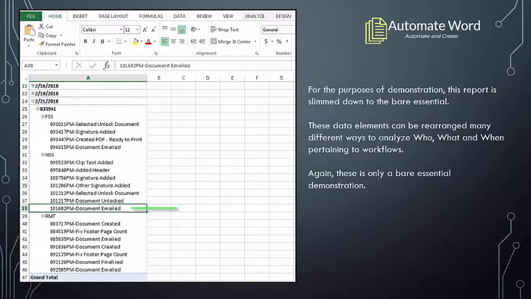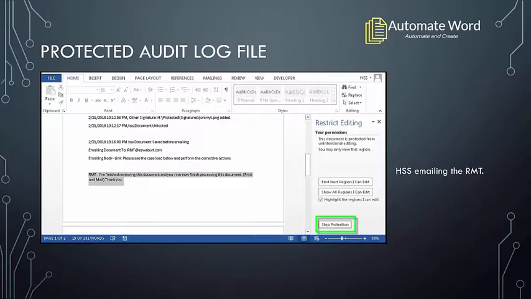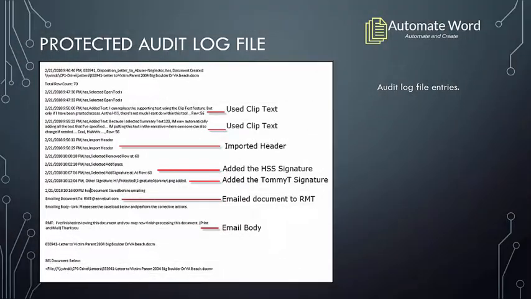This is a brief example of a report that was generated for one document. This is a brief example of a log file that demonstrates the file is protected. This is a brief example of an audit log file and all of the actions that took place in the creation and modification of a document.